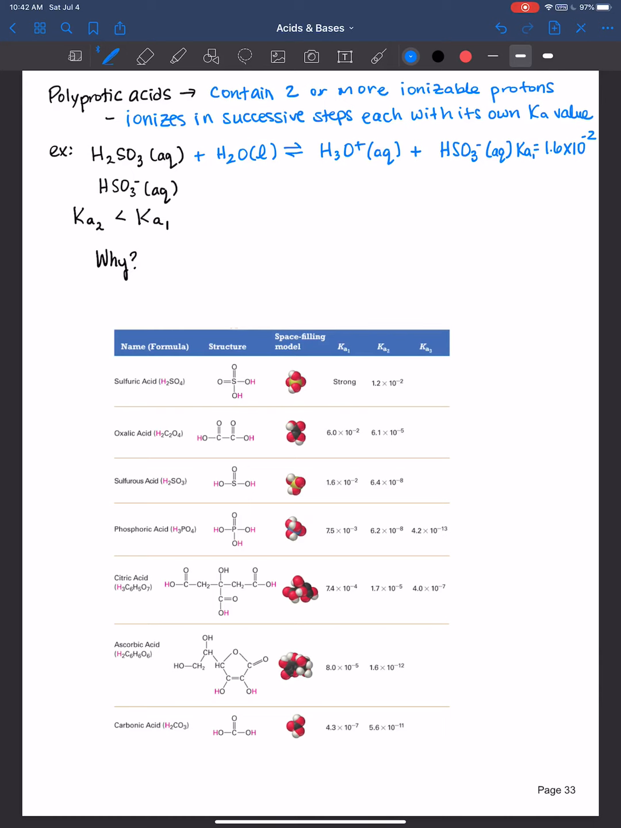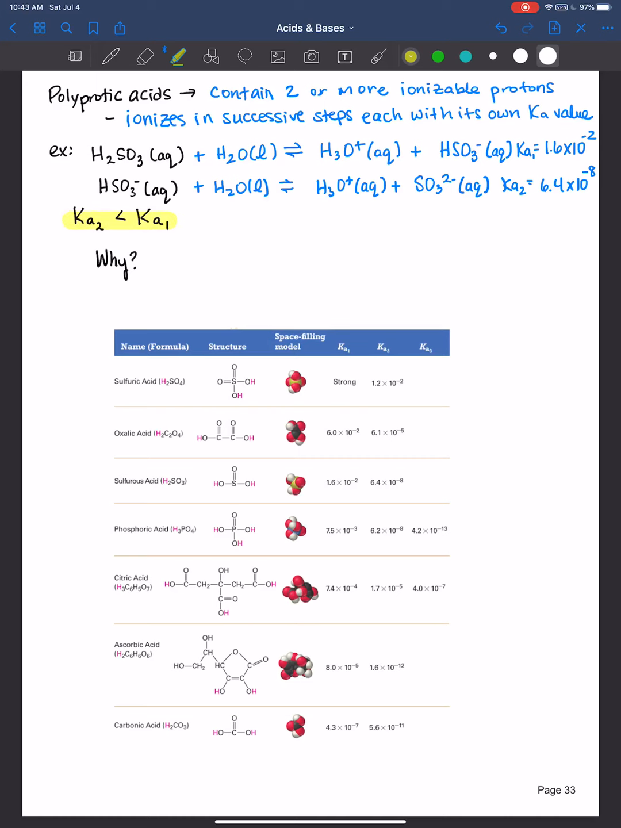Then hydrogen sulfite can lose its second proton. So once again, it donates one proton. There's your hydronium ion here. And then the conjugate base is sulfite. And the Ka for the second step is 6.4 times 10 to the negative 8th. So significantly lower than the first ionization step. So Ka2 is less than Ka1.